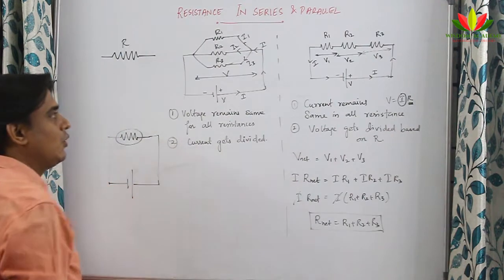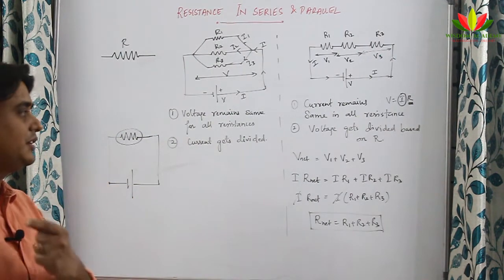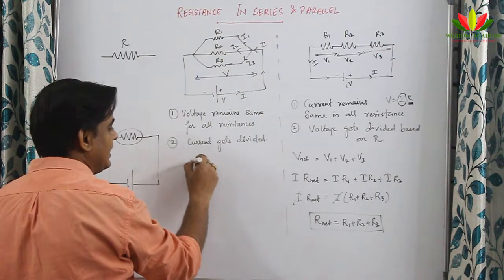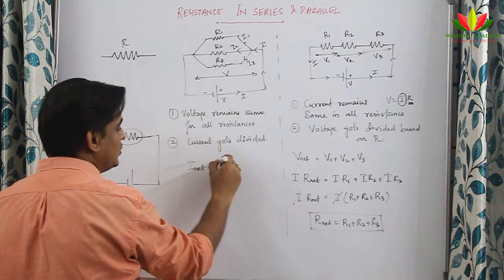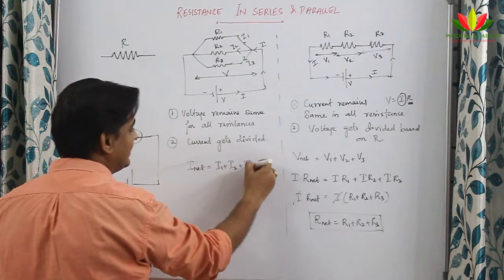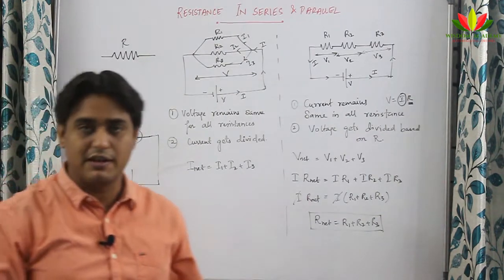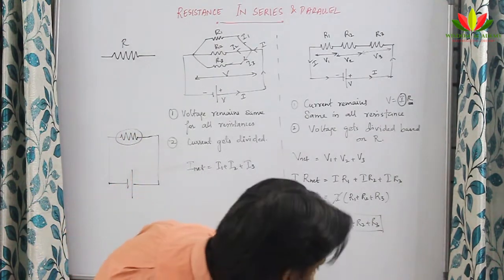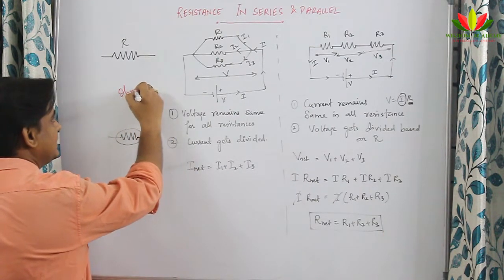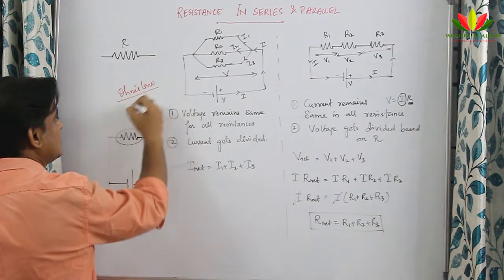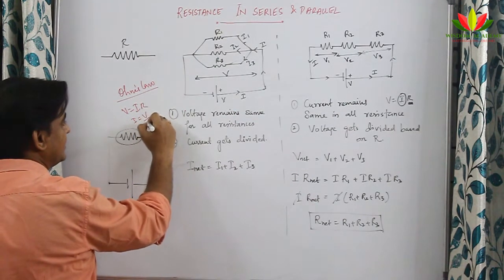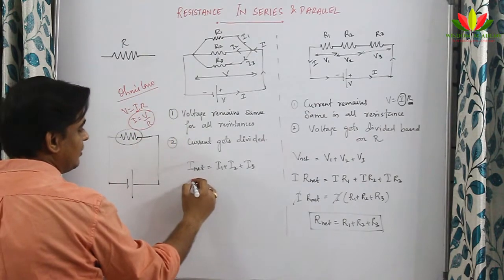Now let us see what happens to the R equivalent. For that, this current is getting divided into 3 parts. I can write I net is equal to I1 plus I2 plus I3. So the current I is divided into three parts. Then what is I? We know that Ohm's law says V is equal to IR, so I will be equal to V by R. I will use it here.